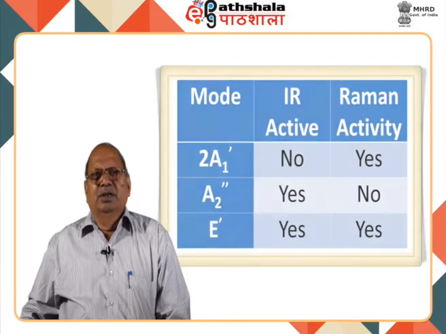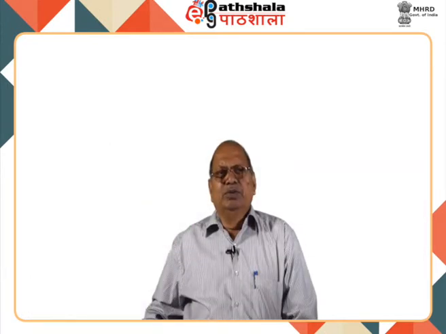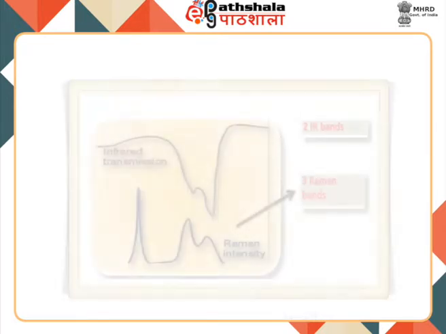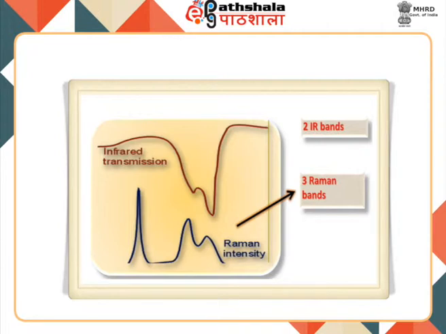Let us now check the IR and Raman activity of these modes. 2A1' IR active or not? No. Raman active? Yes. A2'' IR active? Yes. Raman active? No. E' mode IR active? Yes, and it is Raman active as well. That is, the active modes are 2 IR active modes and 3 Raman active modes, and the actual IR plus Raman spectrum is shown in figure 2, and you find over here it contains 2 IR bands and 3 Raman bands.